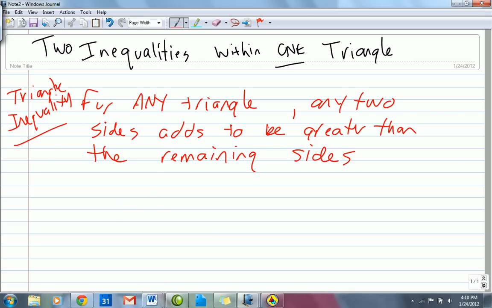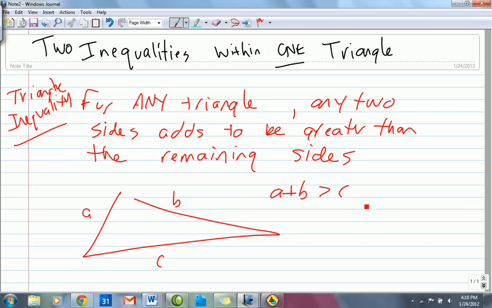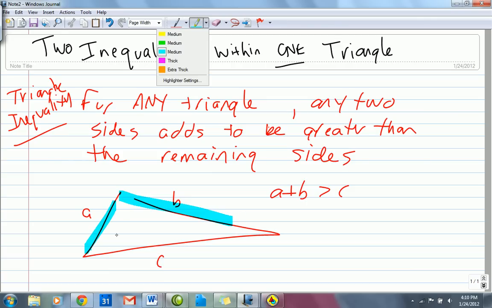And we have a triangle here, any old triangle, and that's A, and that's B, and that's C, and those represent the side lengths. Then here's what has to happen. A plus B has to be greater than C, right? So that plus that needs to be greater than this length.